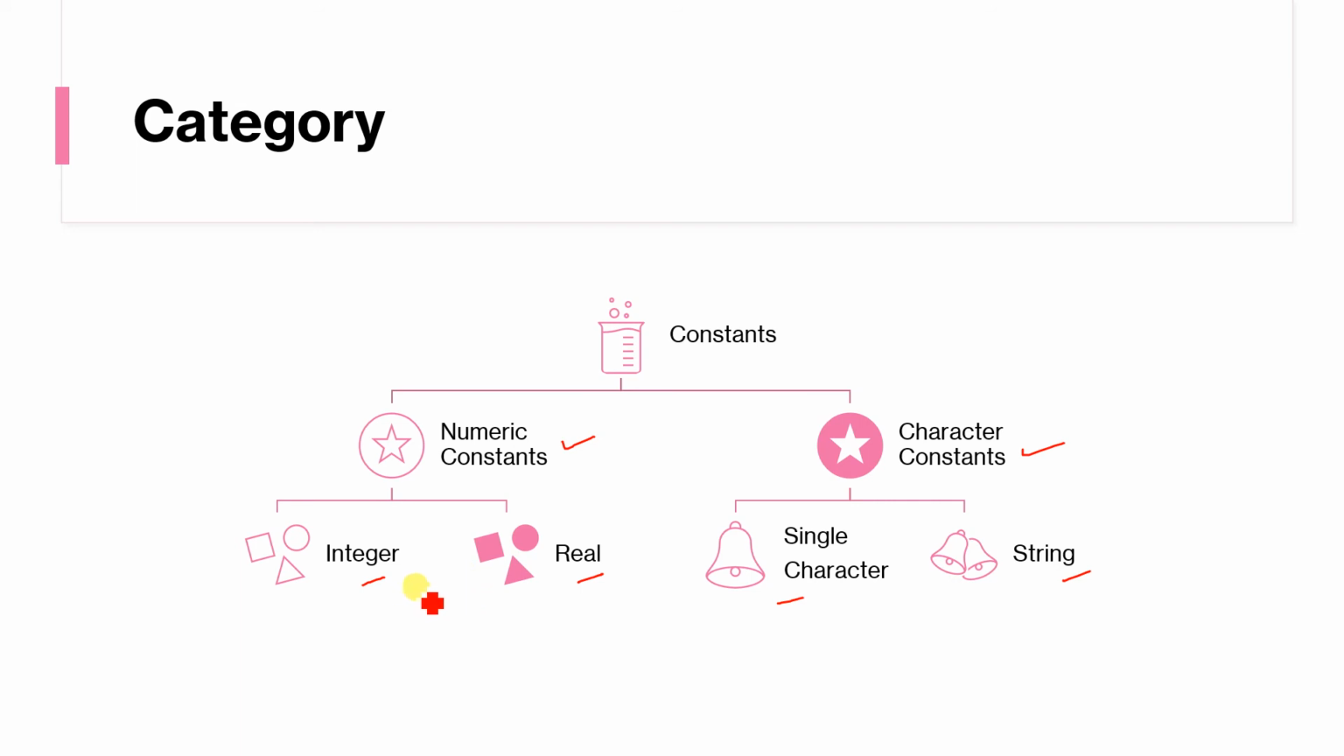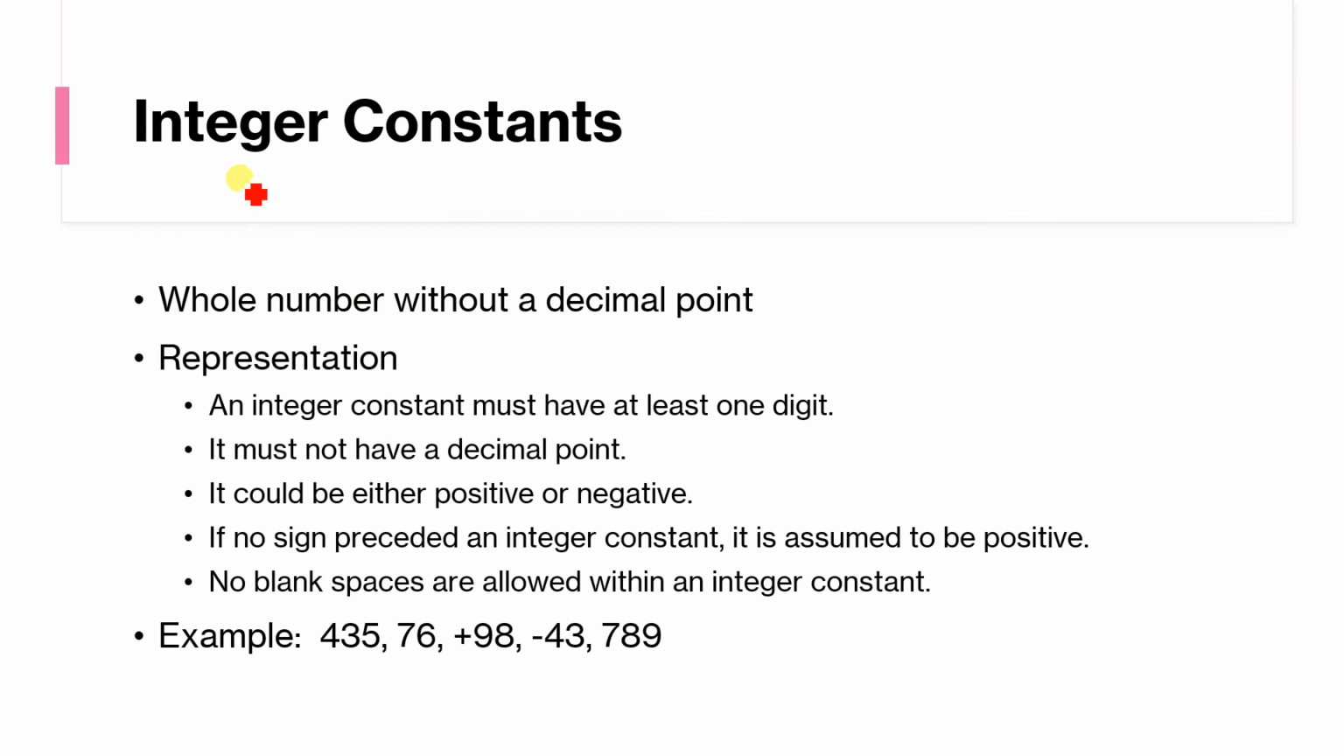So let us understand each constant independently, and how we should represent those constants in our program. The first constant that we are going to discuss is the integer constant. Integer constants are nothing but whole numbers, without a decimal point. So any number you write without a decimal point is called an integer constant.